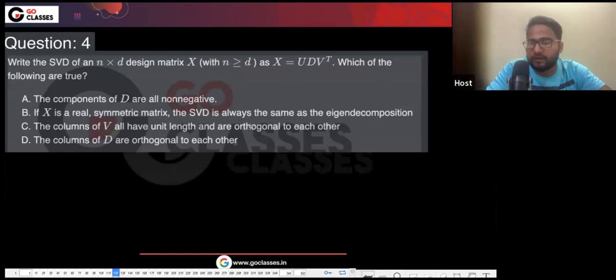D is this diagonal matrix. So what do you think? Yes, right? Because this is the singular value. So that's true. Non-negative means greater than or equal to zero, right?